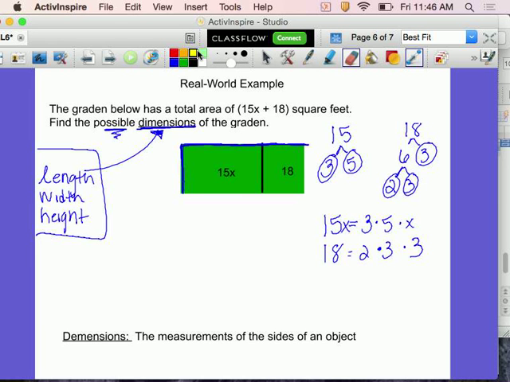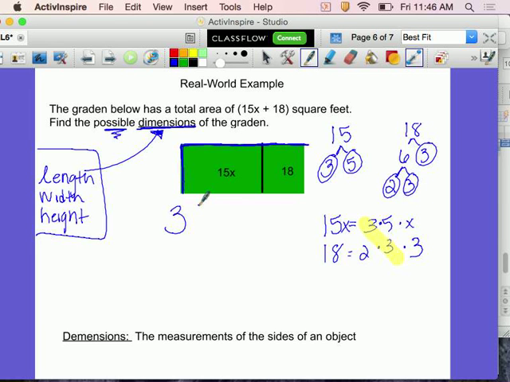Well, they have a 3 and, oh, I erased it instead of highlighted it. Oops. Okay, all right, let's highlight this time, shall we? We have a 3 in common, and that's really it. We have one 3 in common. There's another one, but 15x doesn't have another one to go with. So I can factor out a 3, so I'm going to do that.